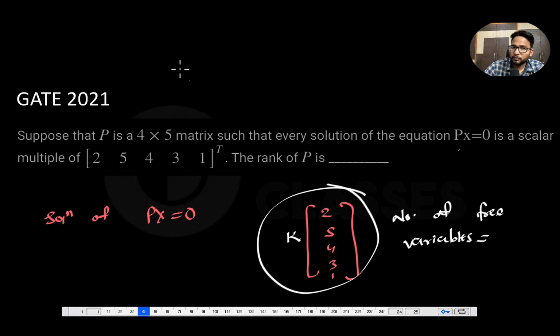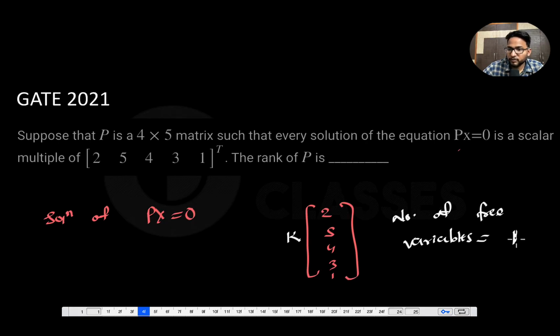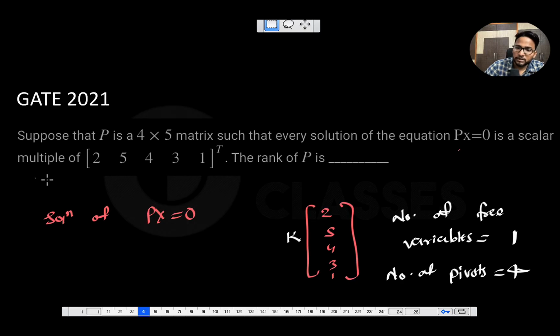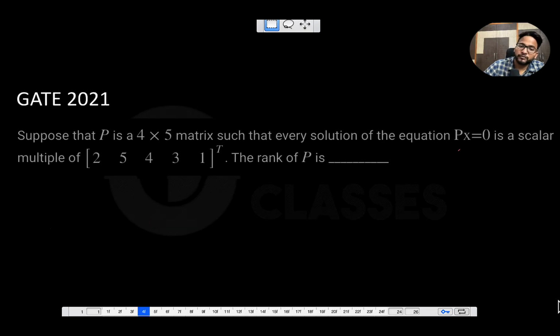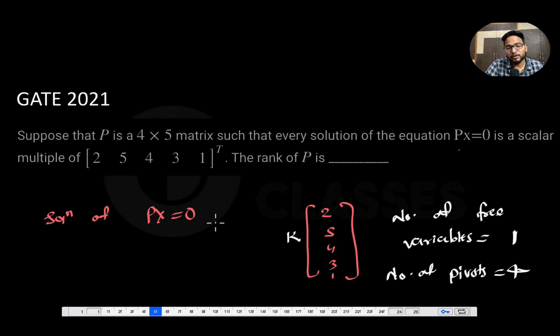Just think about it: 1, right? So the number of free variables will be 1. It means the number of pivot variables will be 4 because total variables are 5. Number of pivots equal to 4, and that's what the rank is. So the rank is also 4, right? Very easy question, but this question could have been so tough if you do not know the basics. So just go to GATE Overflow and check if people are able to understand this particular question or not. See, we solved it with ease.